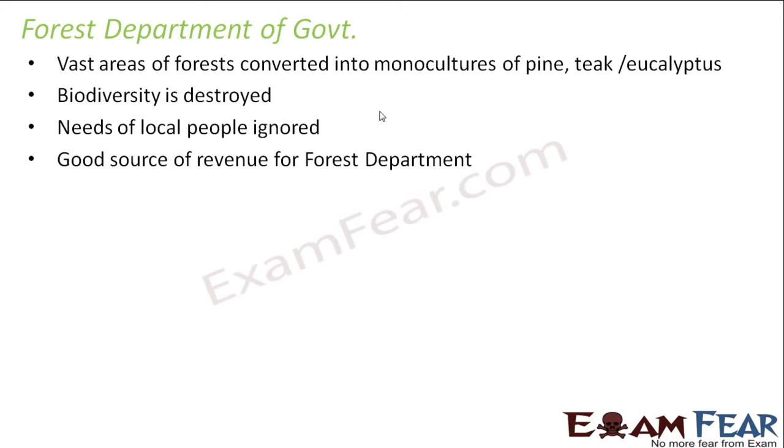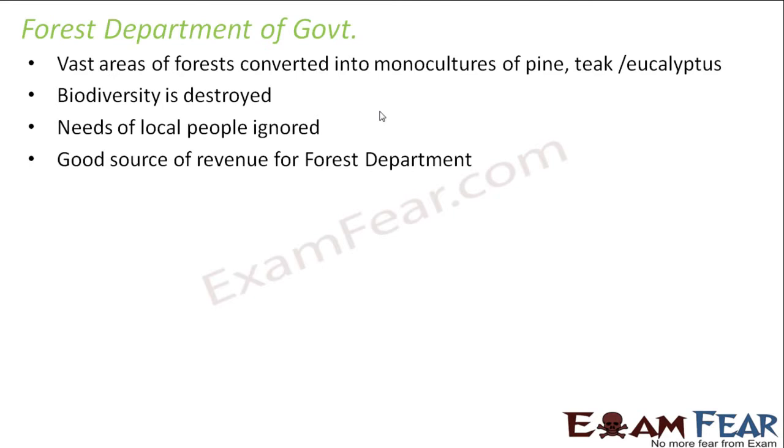But it is a good source of revenue for the forest department. But when you have these monocultures, it becomes a good source of revenue for the forest department. So the advantage that the forest department gets out of the forest is that it's a good source of revenue, right? But at the same time, the forest department should also take care that the forests are not completely destroyed, so that the biodiversity is maintained.